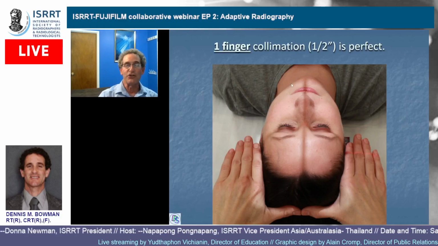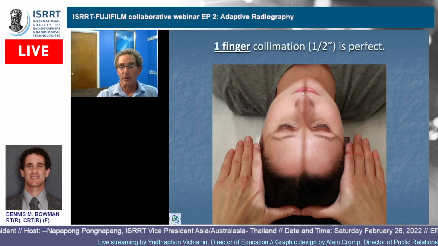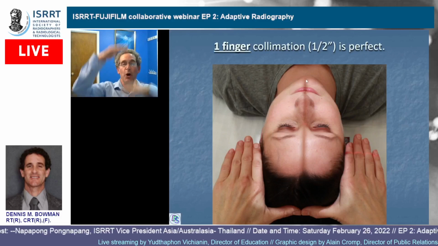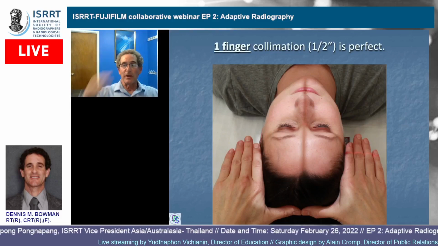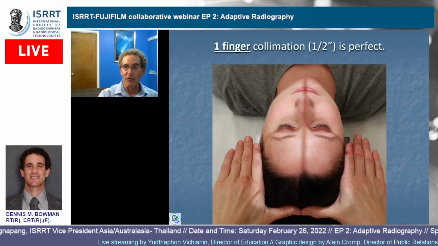Do you want it mid-chin? Do you want all the chin on there? Do you want it right across her lips? So let's say you wanted it across her lips. Okay, well then that collimated field is too open. So you're going to close it a little bit, but half of whatever this is.